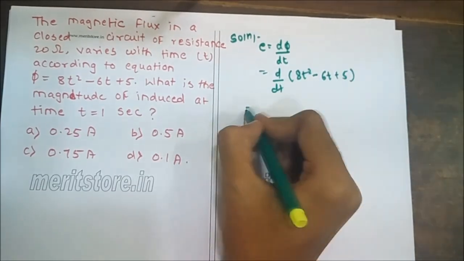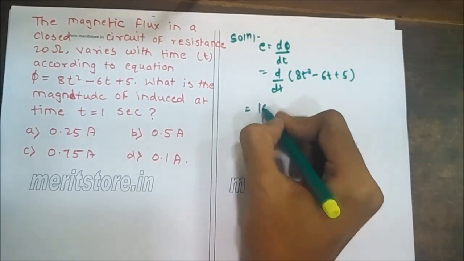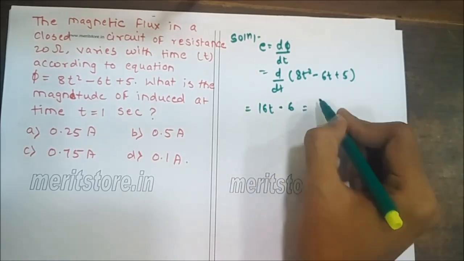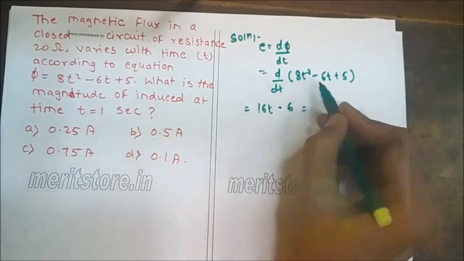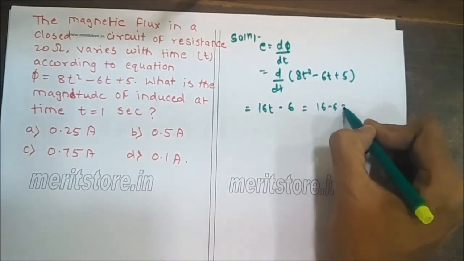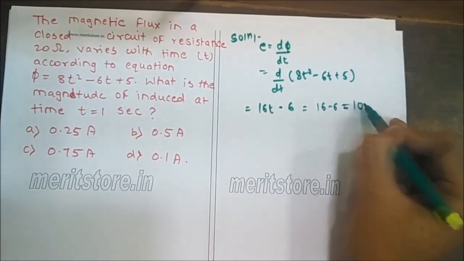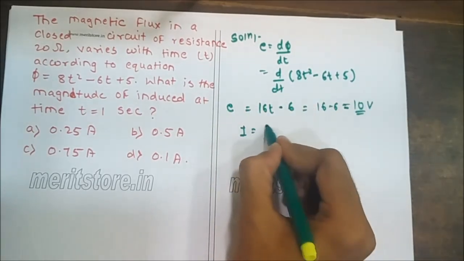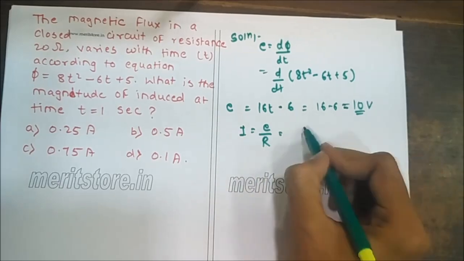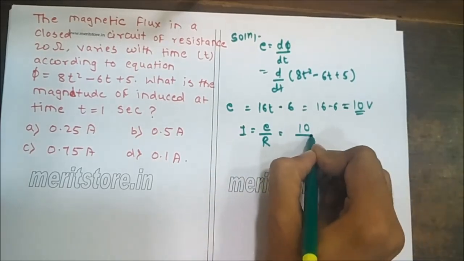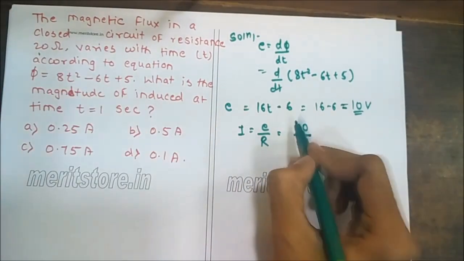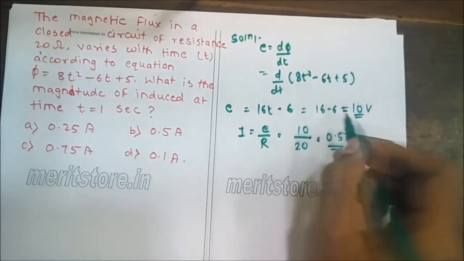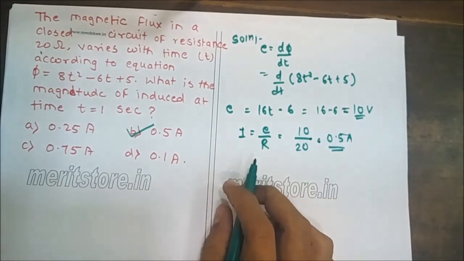So we will differentiate this with respect to time t, and we get 16t minus 6. At time t equals 1, that will be 16 minus 6, which gives you 10 volts of E. Again we need to find the current I, which is equal to E upon R. E we found to be 10 and R is given as 20 ohms, so 10 upon 20 gives you 0.5 amps of current. So B is the correct option.